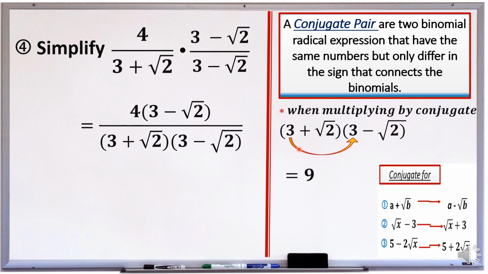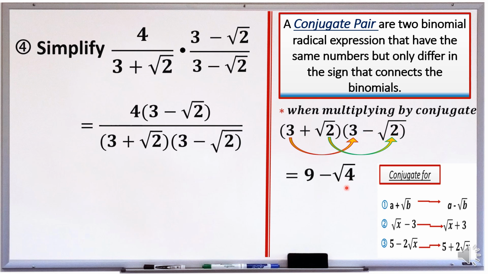We're going to multiply first term to first term. That is 3 times 3 is equal to 9. Next, multiply last term to the last term. Magiging positive times negative, magiging negative. And then square root of 2 times square root of 2 will become square root of 4. Sa negative, dito po natin nakuha yan: positive times negative, and then square root of 4.